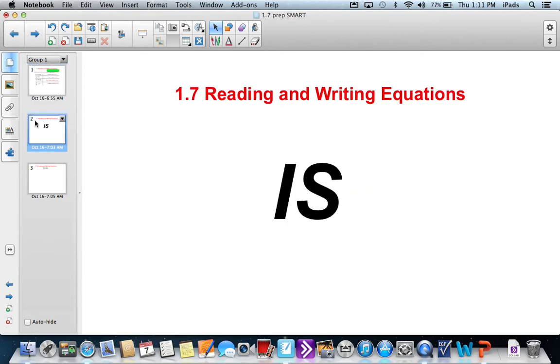The word is, we can replace that with equals. Something is equal to. So n plus 5 is 10: n plus 5 equals 10. When you see is, you're going to make sure that it stands for your equal sign.